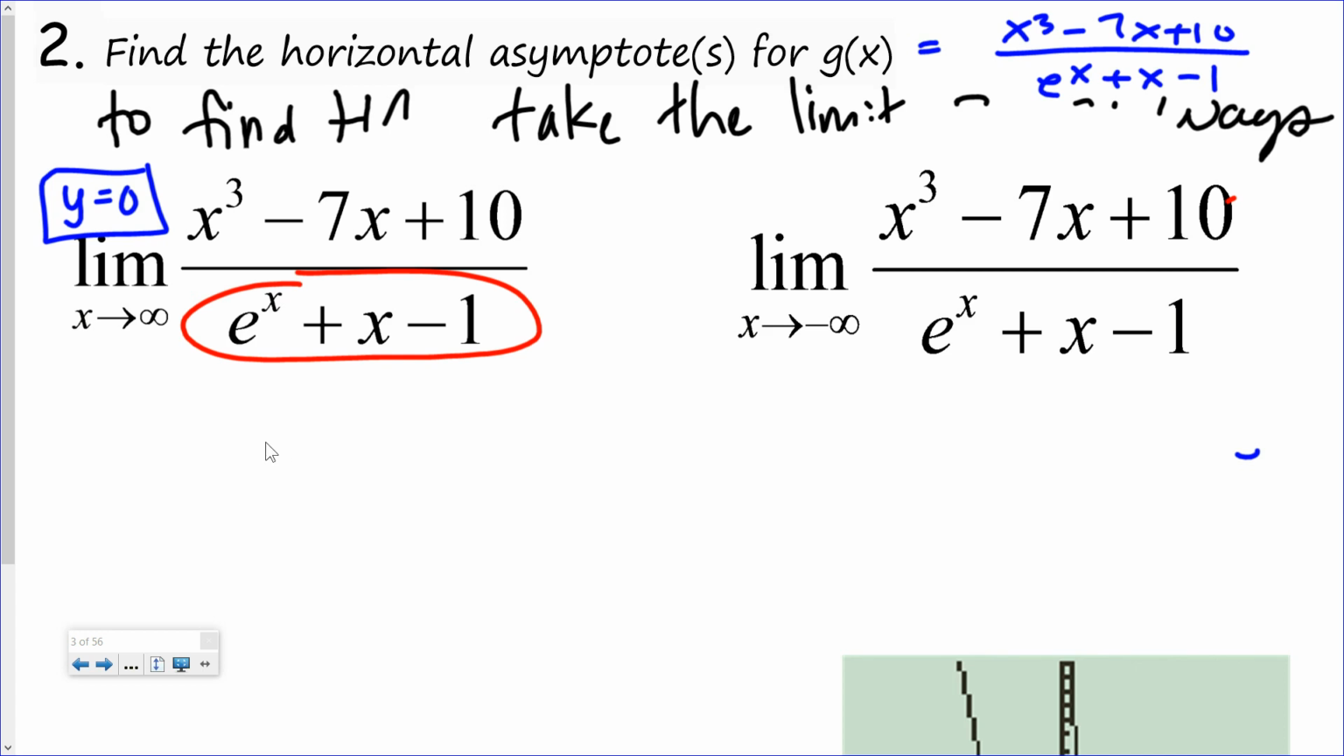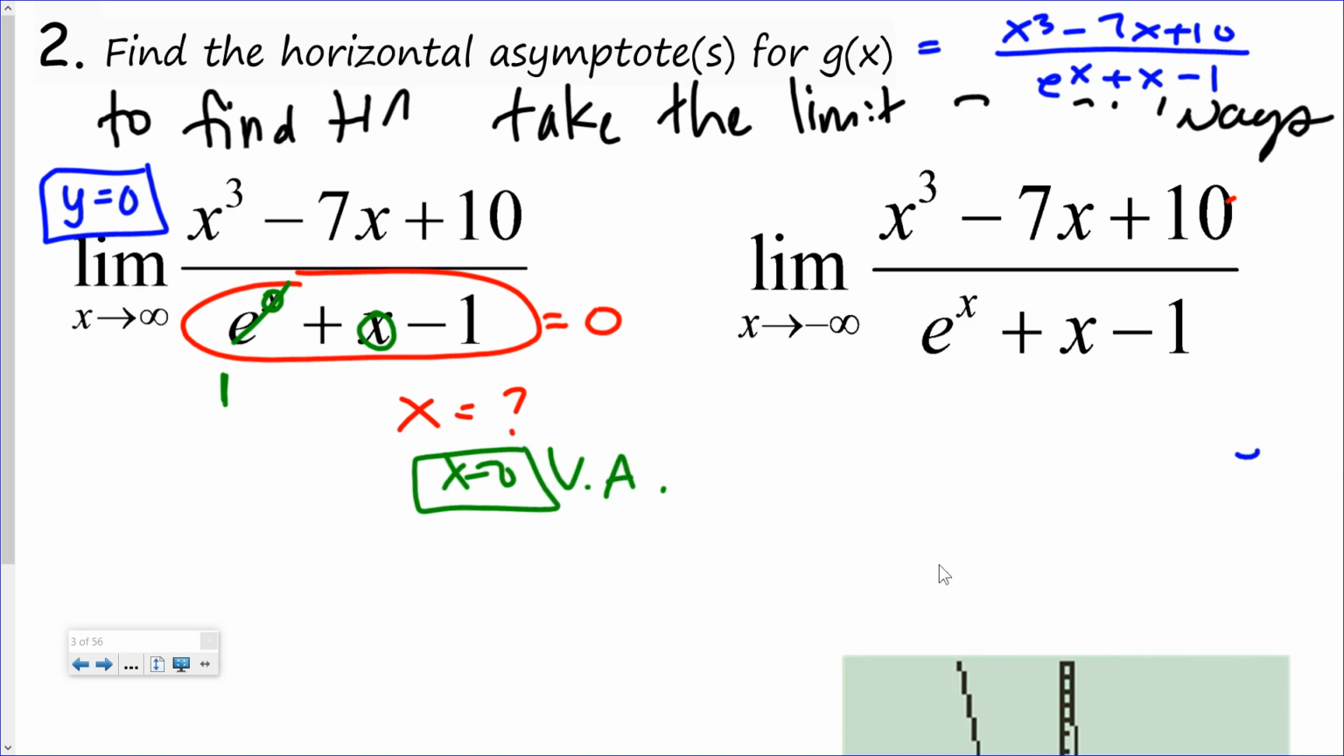Okay. So guys, what you're going to do is just set the bottom equal to 0. So I'm going to set this equal to 0. So what x value makes this value 0? It's not an easy problem, but let me just give you the answer, if you guess and check. Do you see if you plugged in 0 here and 0 here, would you get 0? Yeah. What's e to the 0? It's really 1. So 1 plus 0 minus 1. So actually, x equals 0 is a vertical asymptote.